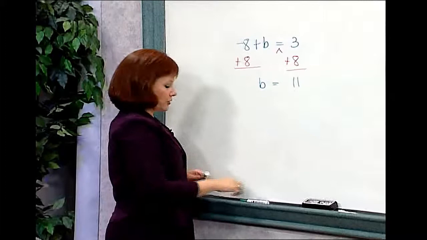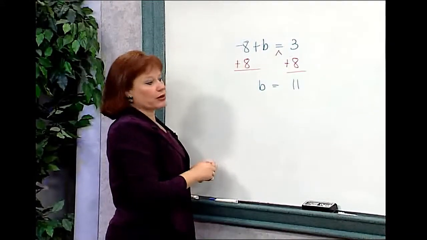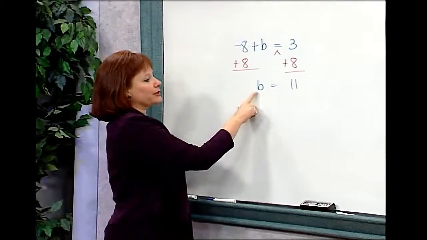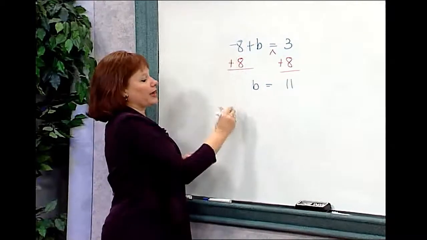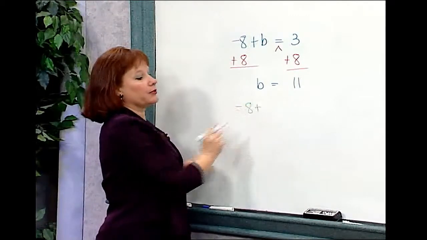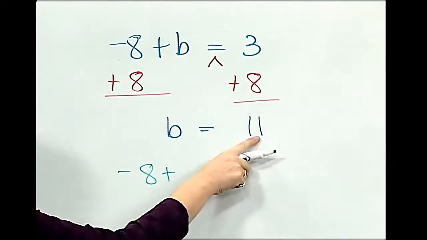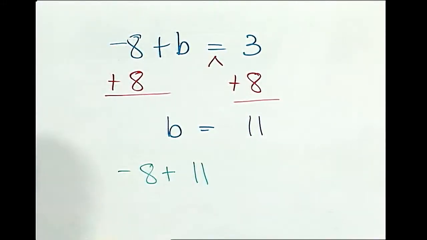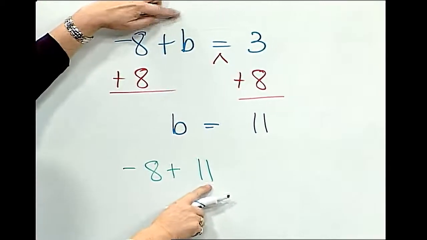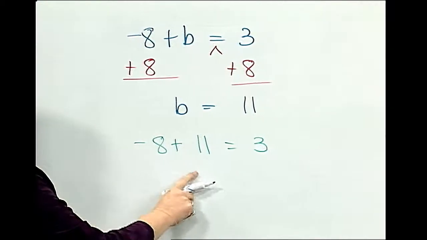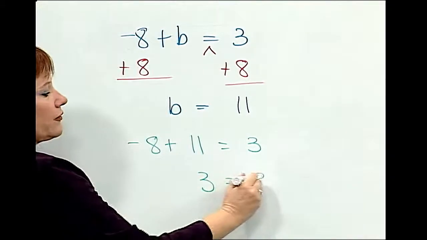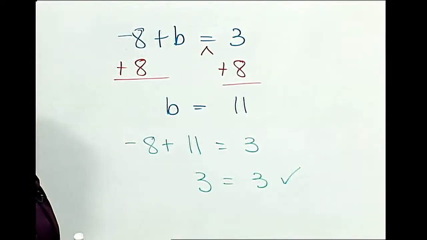I need to check the answer to this equation and make sure that I've done my work correctly. I'm going to do this by substituting 11 in for b in the original equation. So if I come back up here, I had -8 plus b, and now my suspicion is that b is equal to 11. So I'll put 11 in for the b. I've replaced b with the 11 is equal to 3. When I add -8 to 11, I get 3, and sure enough, 3 is equal to 3. So the problem checks out.